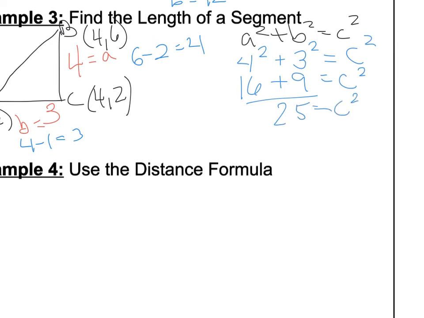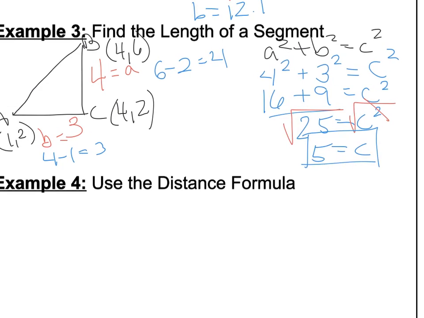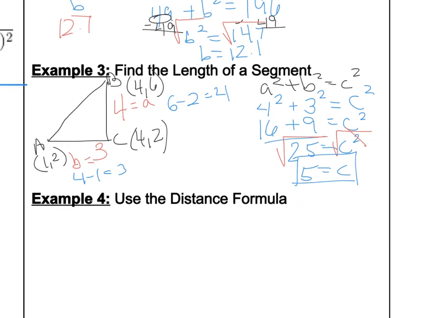Now we take the square root of both sides to get rid of that little power of 2. The square root of 25 is 5. And now we found the length of this other side, the hypotenuse, is 5. So the only thing different here is that if you're given coordinate points like this, if you're going up and down, subtract the y values. If you're going across, subtract the x values of those coordinates. And then just plug it in like we did before.